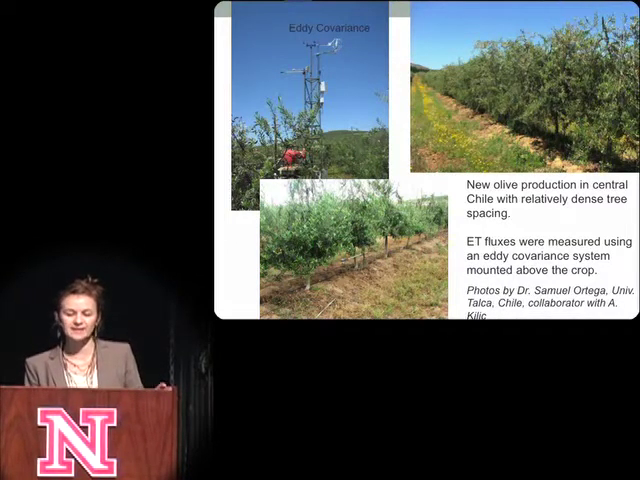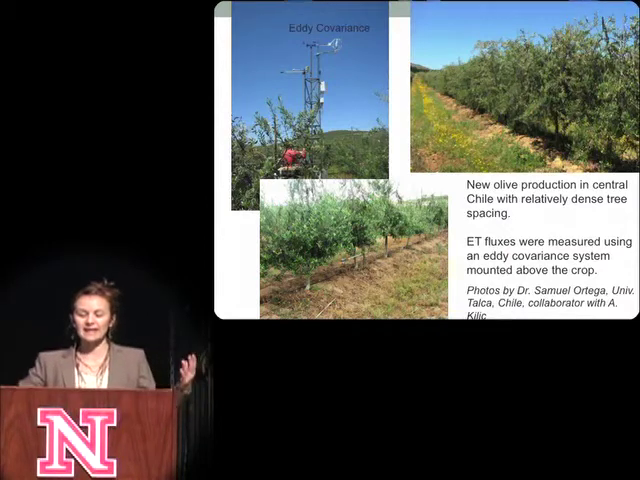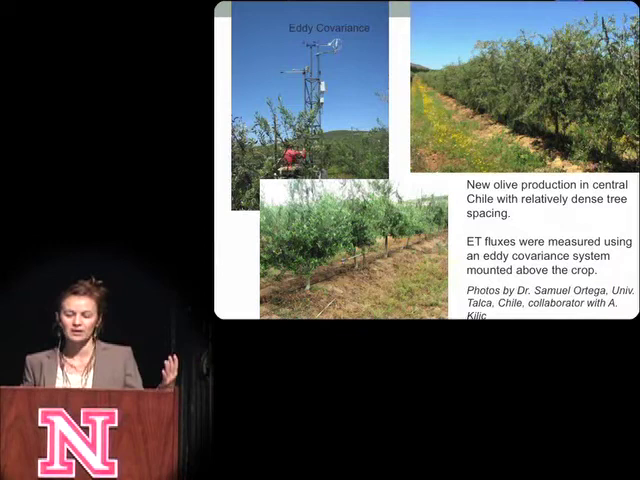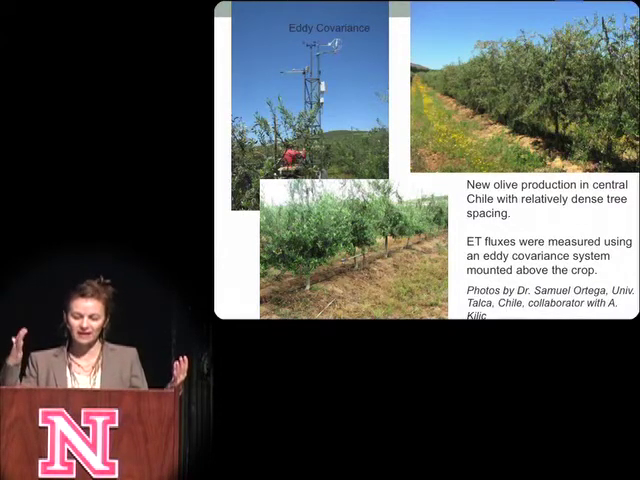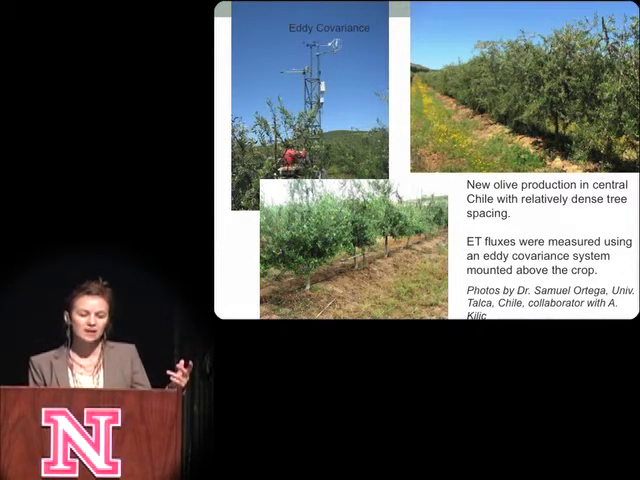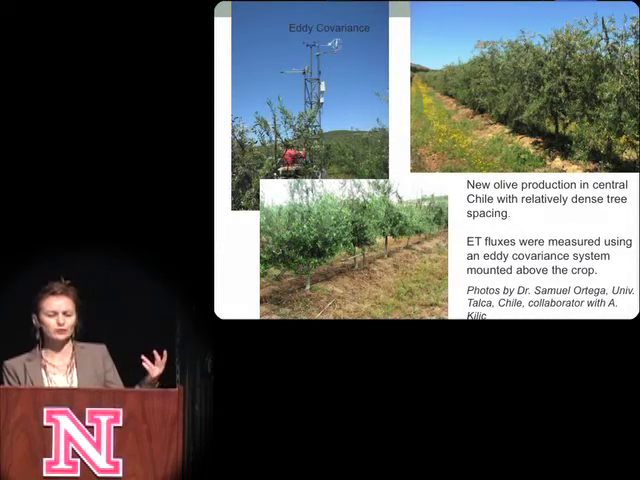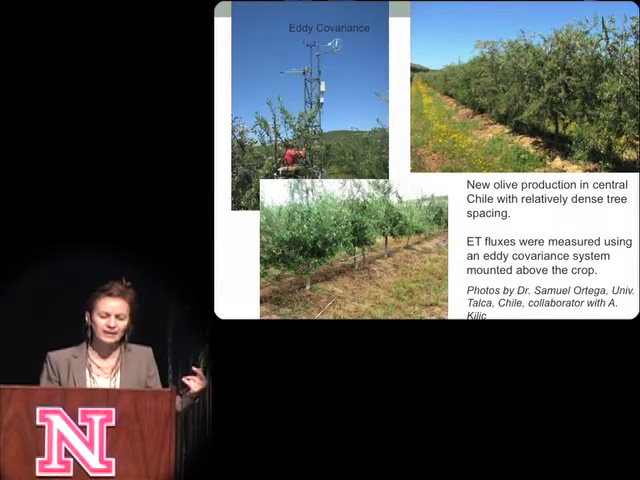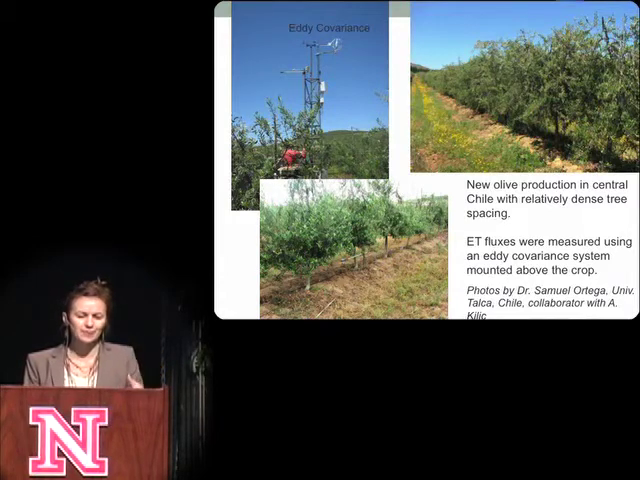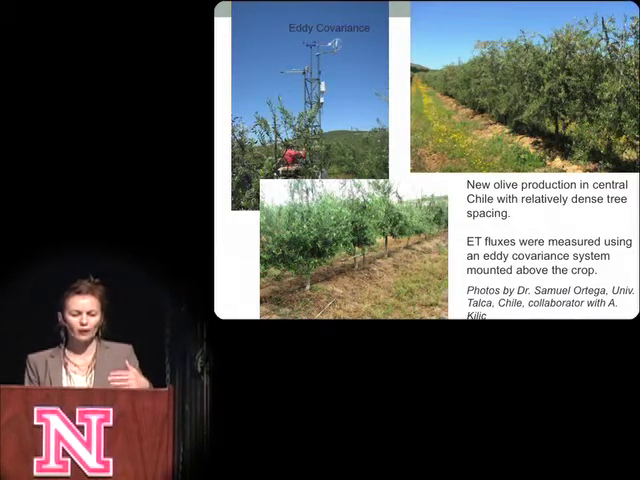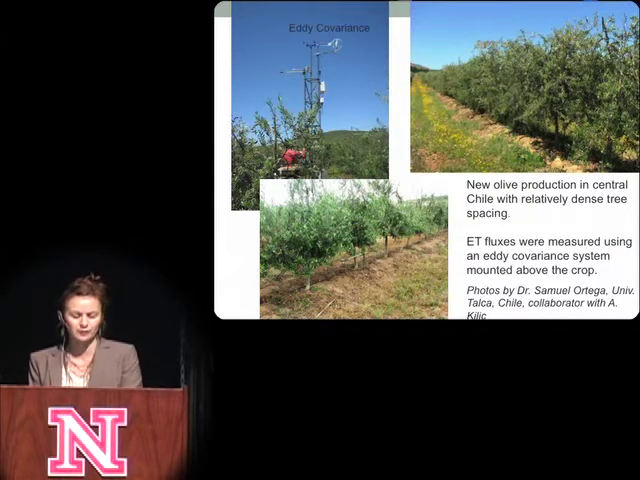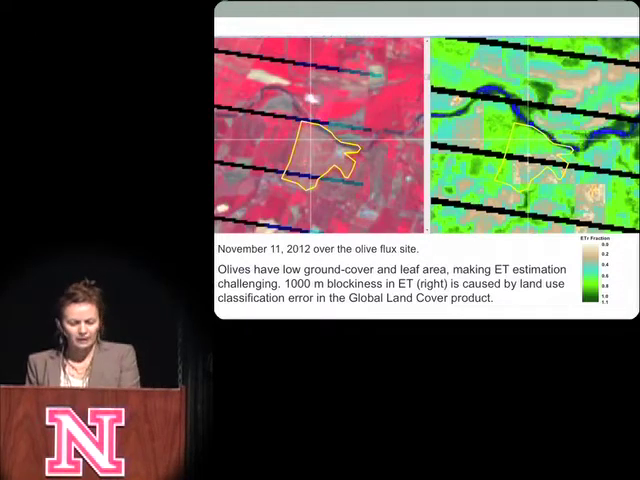They're pretty dense, young trees. Again, this is happening in the last 5-10 years. Those natural vegetation, this completely disturbed ecosystem, is being replaced with these young trees. And our collaborator at the University of Talca, Dr. Samuel Ortega, they were measuring the fluxes, these energy balance parameters, water, with the eddy covariance units in olive and the vineyard. So I'm just going to show you some results from the olives.